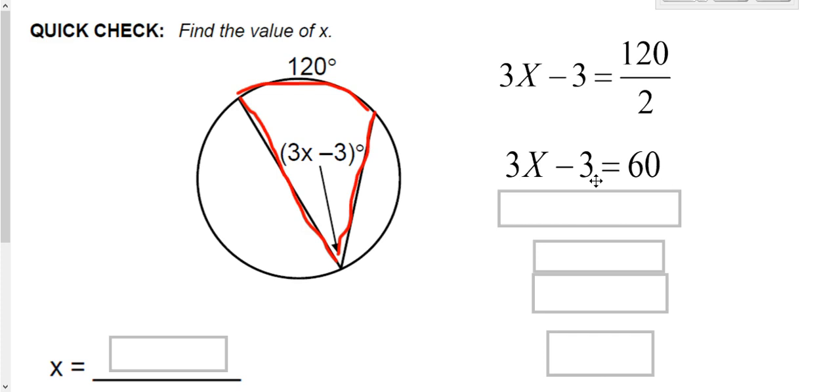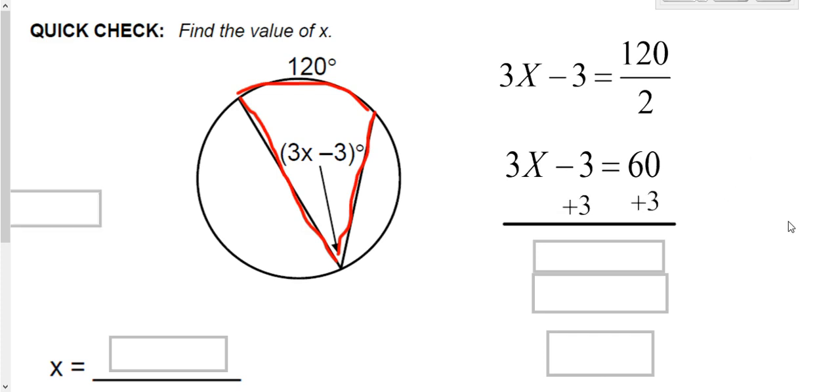So now we have this equation right here, and we just solve it. Get rid of the subtraction with addition. Again, if I go too fast, pause the video, but please listen to the reasoning. Why did we set this up? Because the angle is half the intercepted arc.